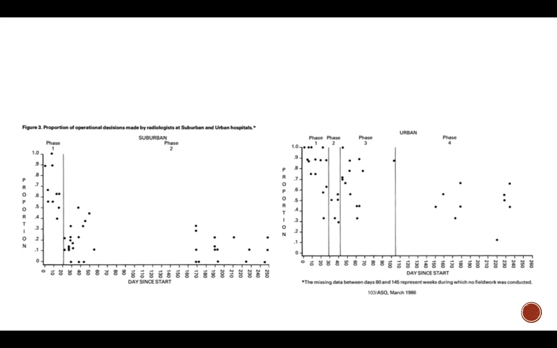And this graph shows the decisions made by the radiologists. So in suburban, we see that the radiologists' decision making in phase 1 was higher, but as time went by, it went down. But in urban, we see that most of the decisions in phase 1 were high, and then in phase 2 it went down, but then in phase 3 it went up again, and then in phase 4 it stayed average. So it's quite decentralized.